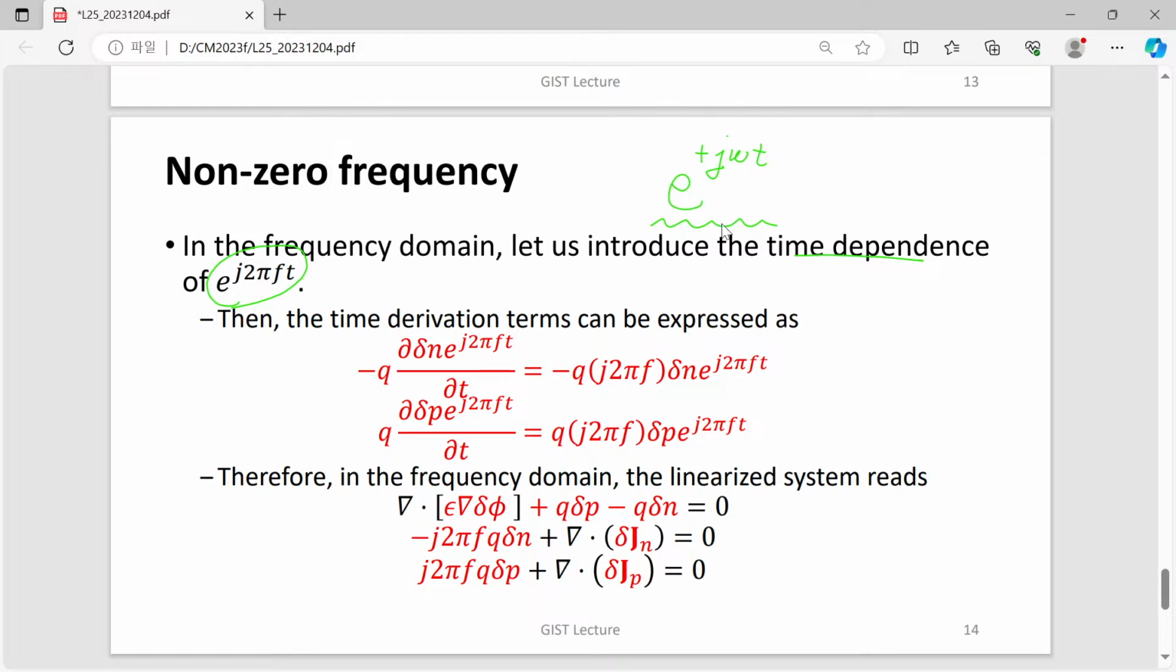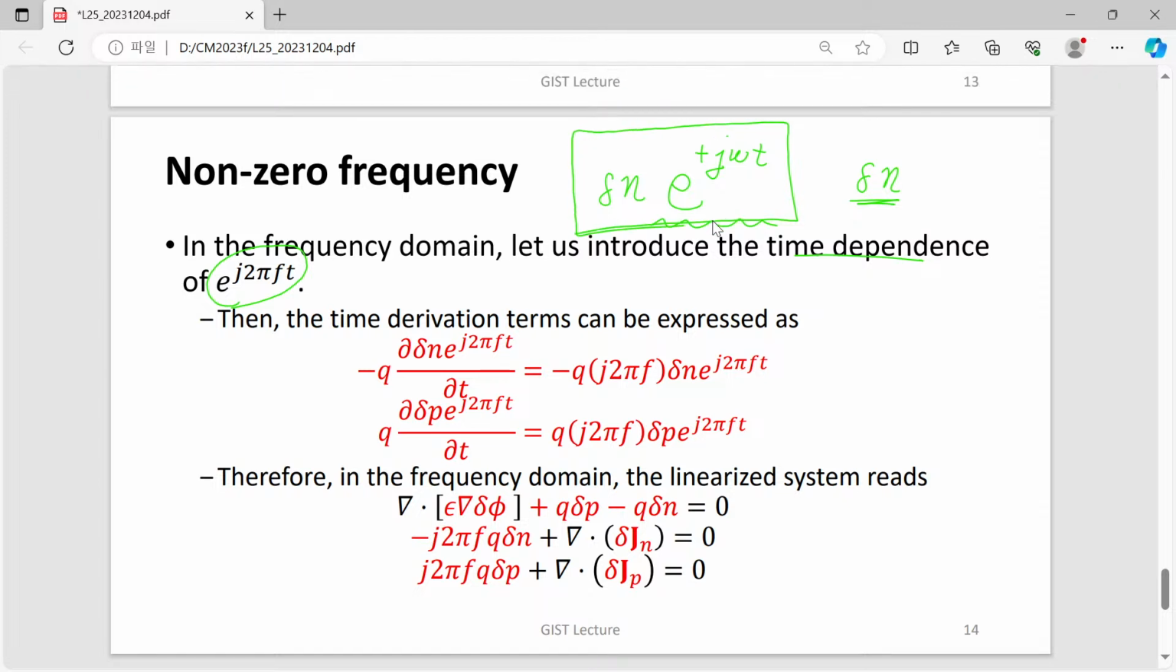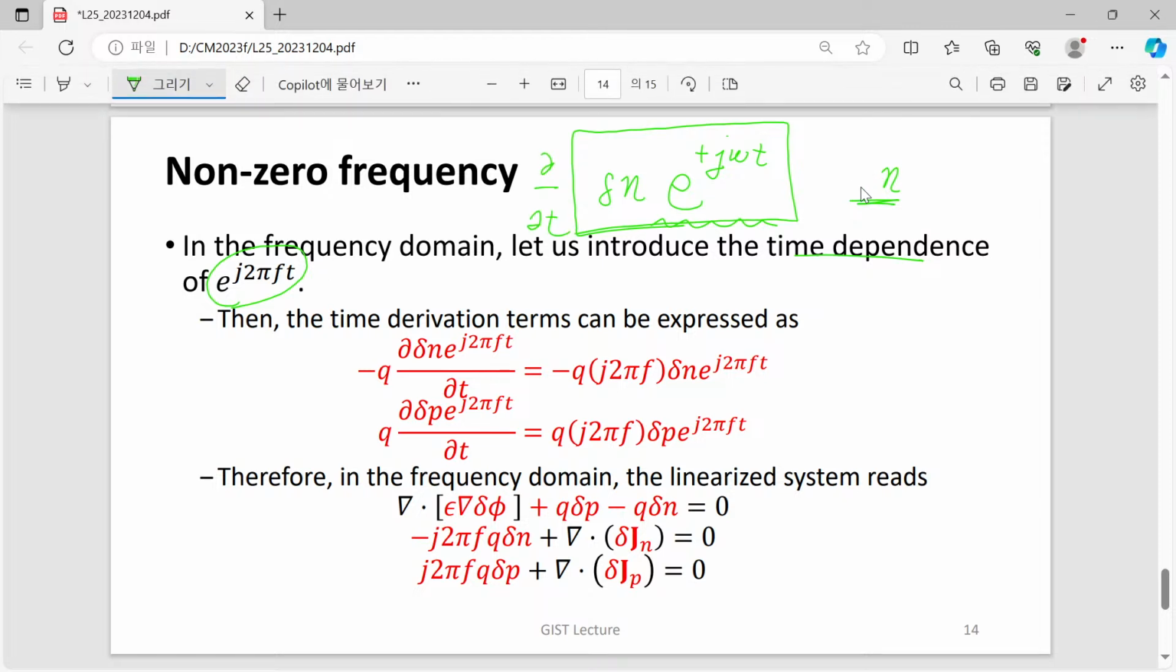So this is the assumed time dependence. Then when we say delta n, this is the time-dependent form of our quantity. After that, let's try to get the time derivative. Please note that this delta n is no longer time dependent, because all of its time dependency is described by the assumed exponential j omega t. So when we take the time derivative, it will simply give us j omega exponential j omega t.